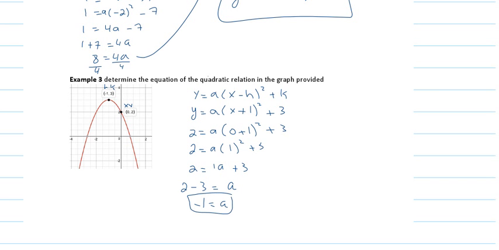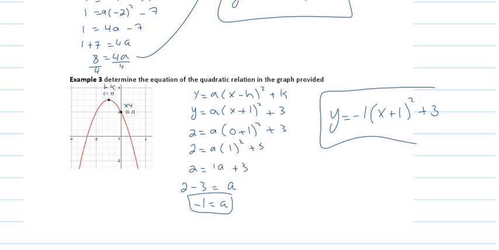To finish the question, to wrap it all up, I write my equation with plugging in the values for a, h, and k. So y equals -1(x plus 1) squared plus 3. That is the wrap-up of my question, and that answers determine the equation of the quadratic function. Are we okay with this? Do we have any questions about this?